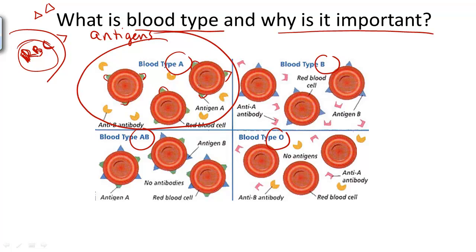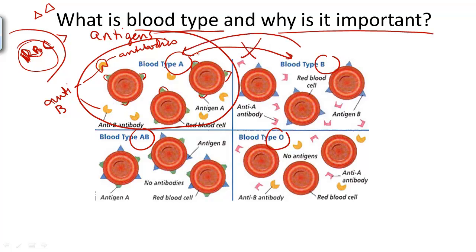Because they contain A antigens, they will reject anything dissimilar, and so therefore they develop antibodies against anything that is not like blood type A. Therefore, blood type A produces anti-B antibodies. Okay? So therefore, blood type A cannot donate to or receive from blood type B. If that happened, there would be a terrible blood clot and this person could ultimately die.